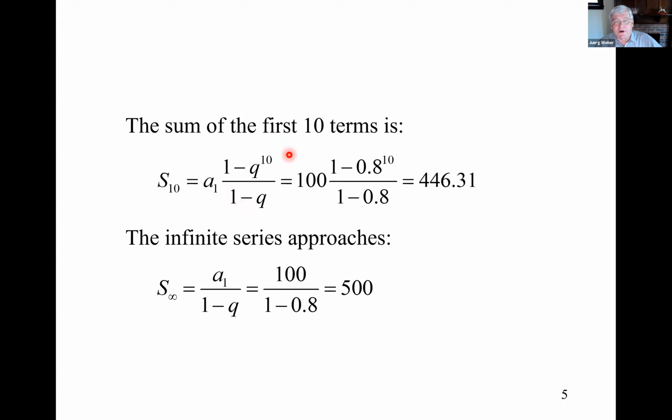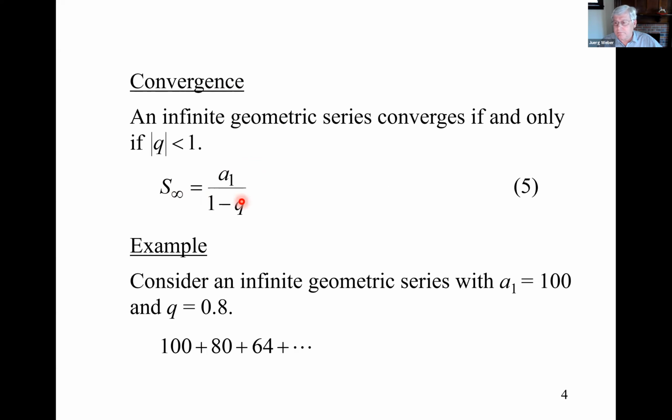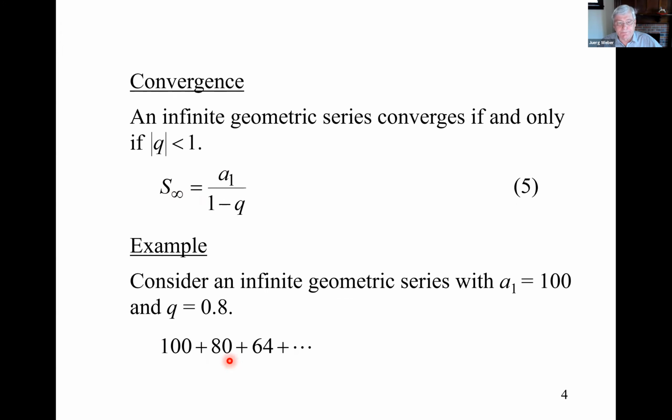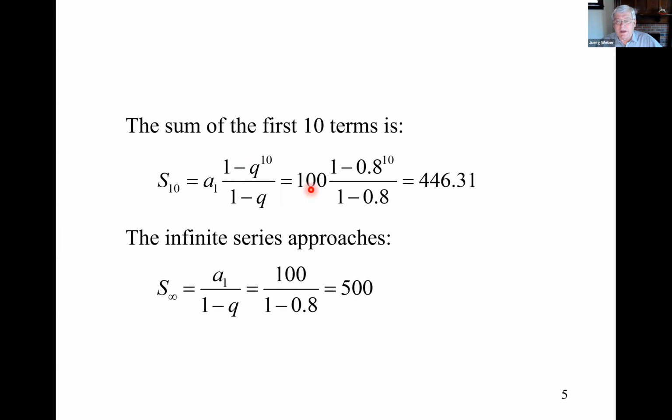If we calculate the first 10 terms of the series, we can take the earlier equation. It was equation 4. We can take that one. You plug in, you get 446. Now, if you want to know the sum of all infinite items of the series, then you take this sum formula to infinity, and you will get 500. What this shows is actually that if you add more and more items, the sum will approach 500 from below.